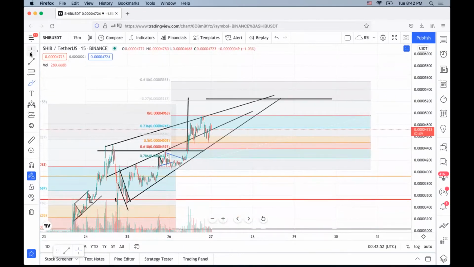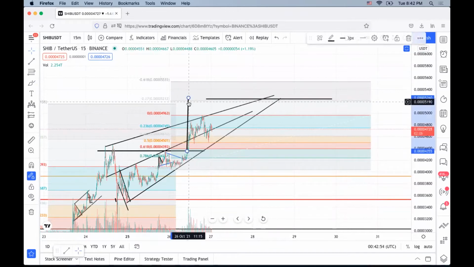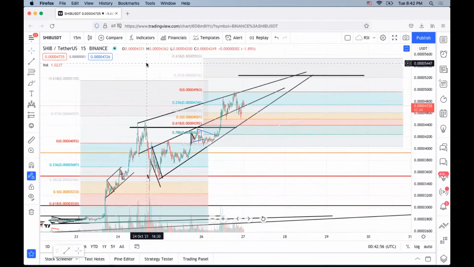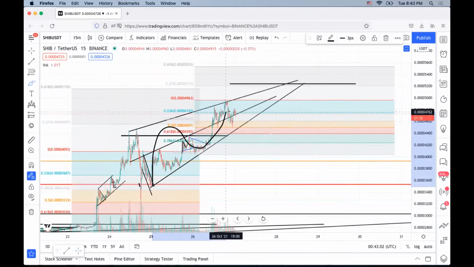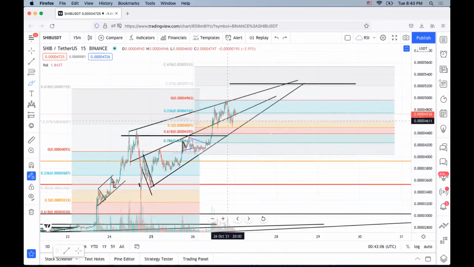All right, and one more thing I do want to point out, this may or may not play out, but I'm keeping an eye on it. Of course, it looks like we could possibly be forming another very large rising wedge pattern right here, which of course long-term could be bearish. We'll actually go over the RSIs here in a second.